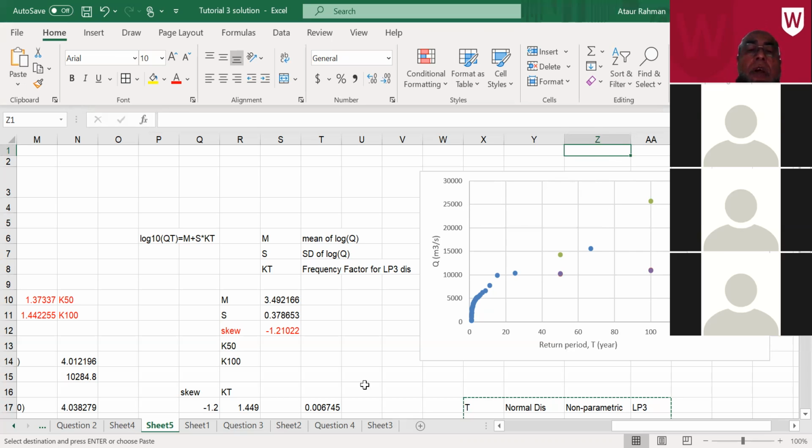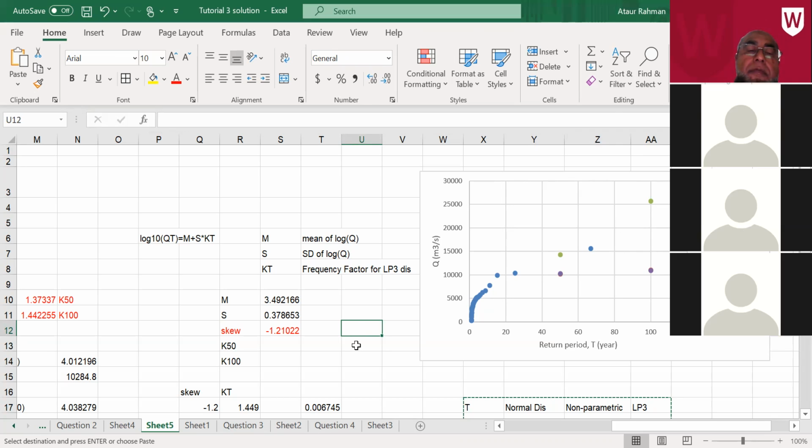Any question? For the normal distribution one, can we use the log Pearson graph using zero skewness? You cannot. For a normal distribution, you have to use the normal distribution table, because every distribution has different characteristics.